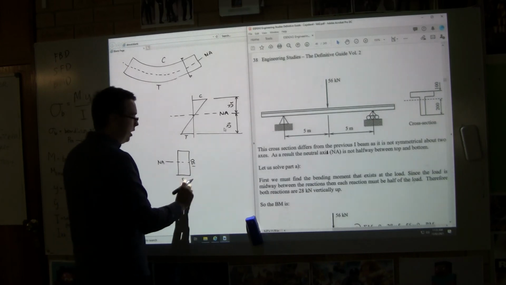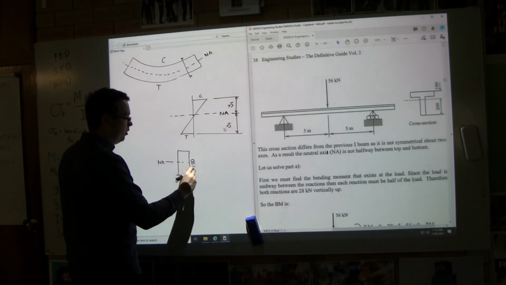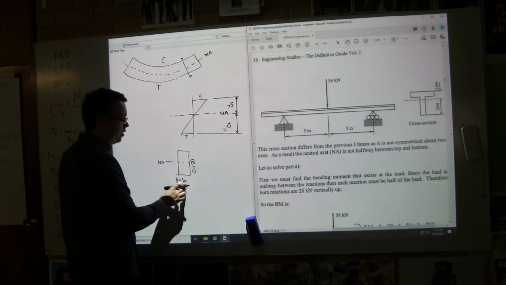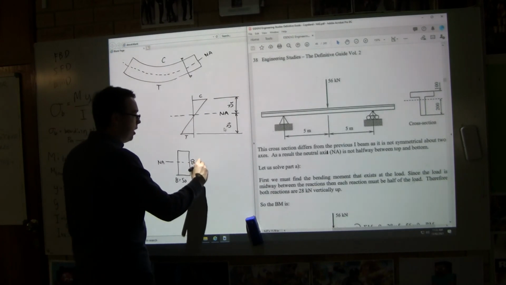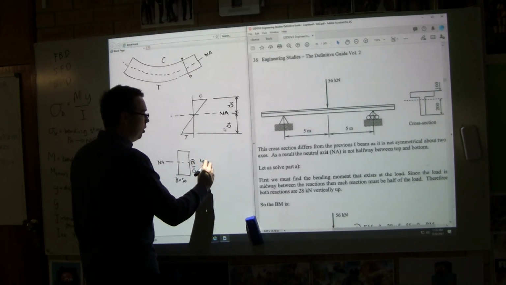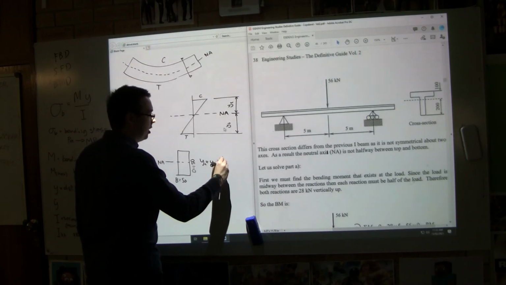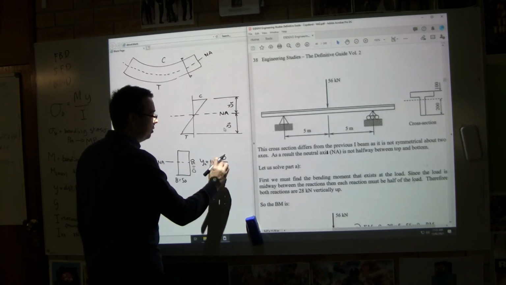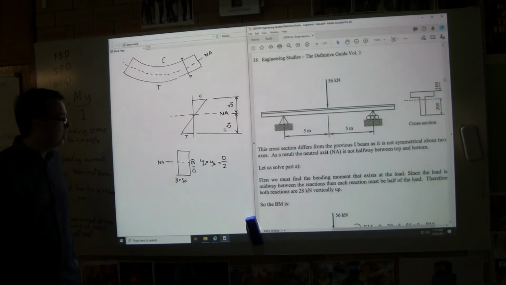So in that case, we call these letters B and D. I don't know if you knew that. We call this the breadth and the depth. Okay, so in that case, YC is going to equal YT, and they're both going to equal D on 2. That's what they're both going to equal.